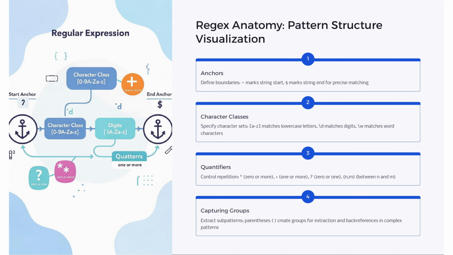Anchors define boundaries with caret for string start and dollar sign for end. Character classes like a-z, \d, and \w specify sets. Quantifiers control repetition. Asterisk for 0 or more, plus for 1 or more, question mark for 0 or 1, and {n,m} for specific ranges. Capturing groups use parentheses to extract and reference sub-patterns.